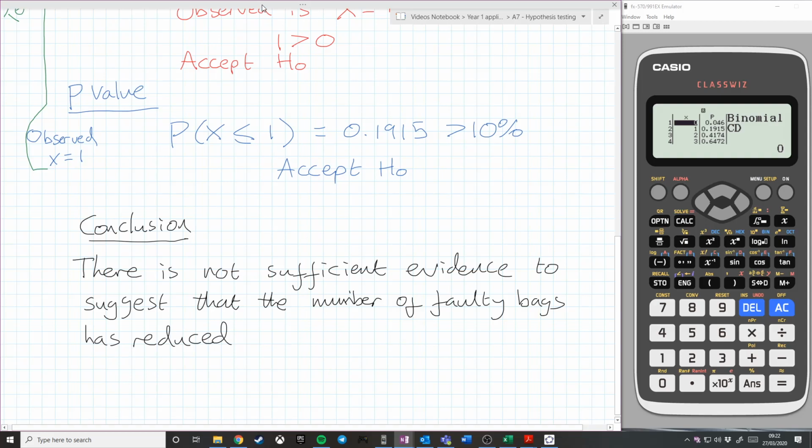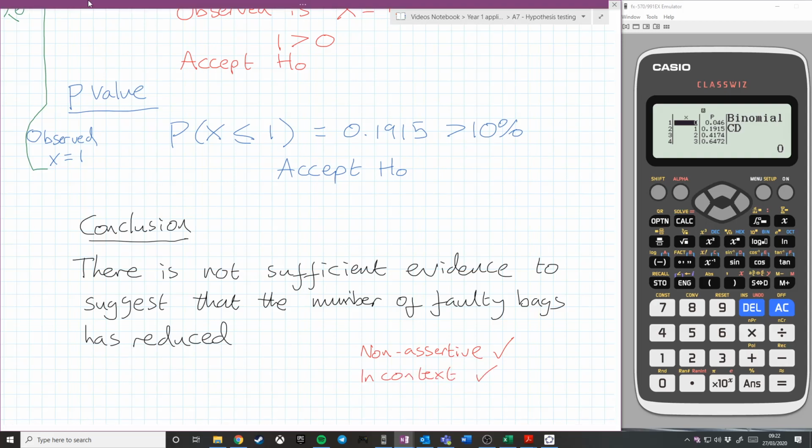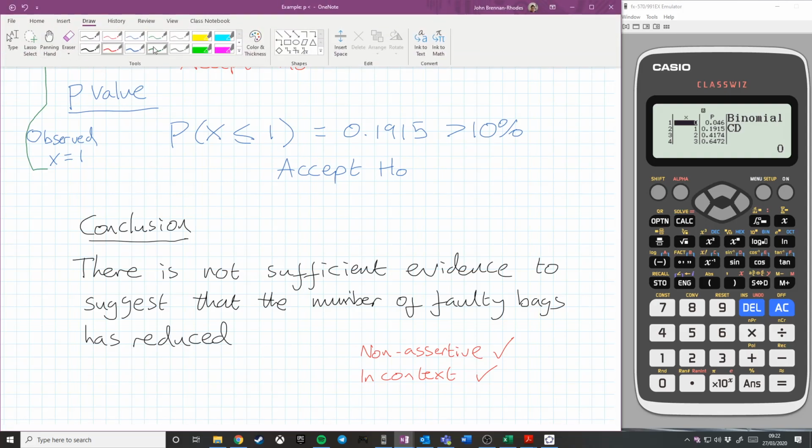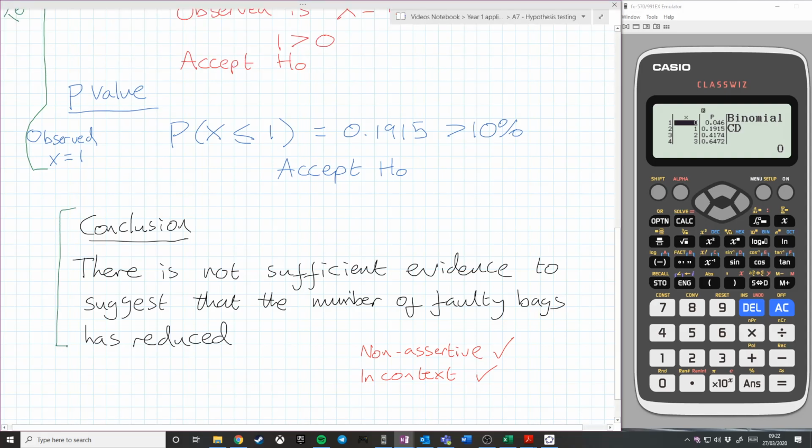So again, just to double check, my conclusion is non-assertive, because I said not sufficient evidence to suggest, and it is in context, because I talk about the faulty bags. Think about your conclusion as making sense to anyone. You shouldn't need to know any statistics to understand your conclusion. And that is a hypothesis test for less than or equal to.